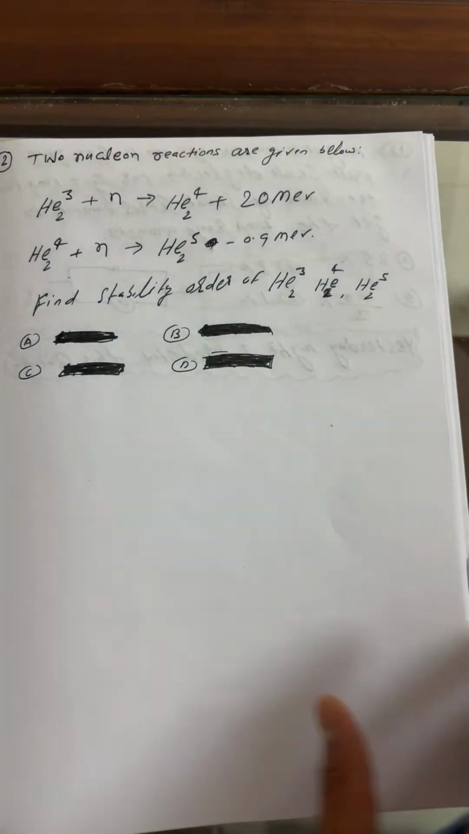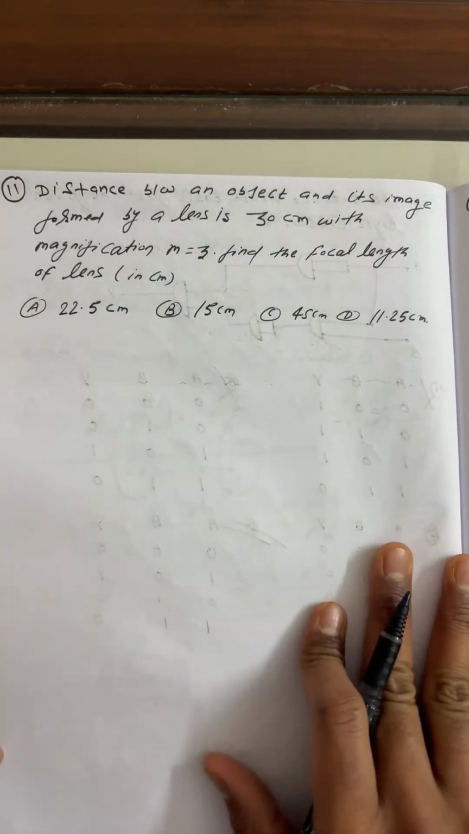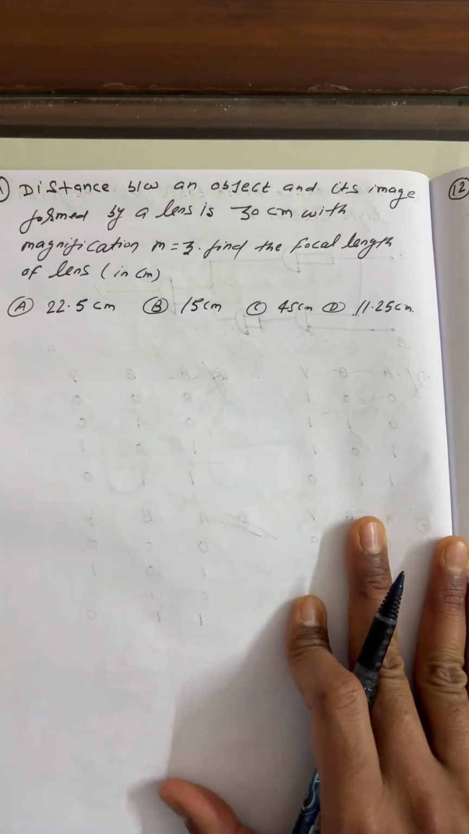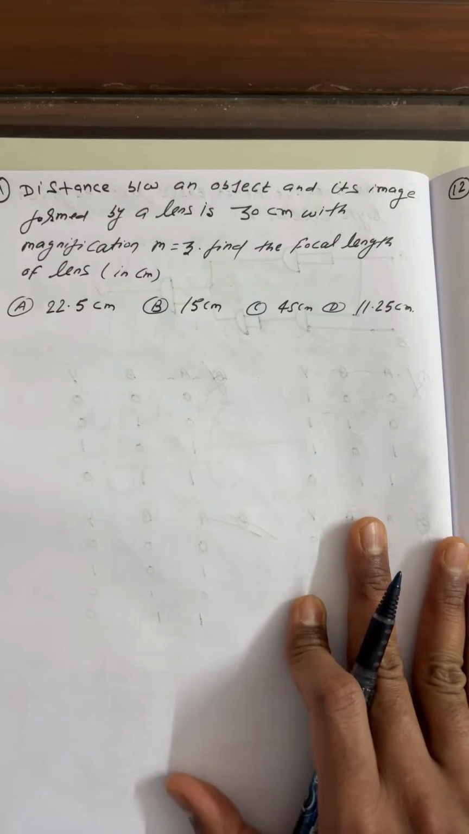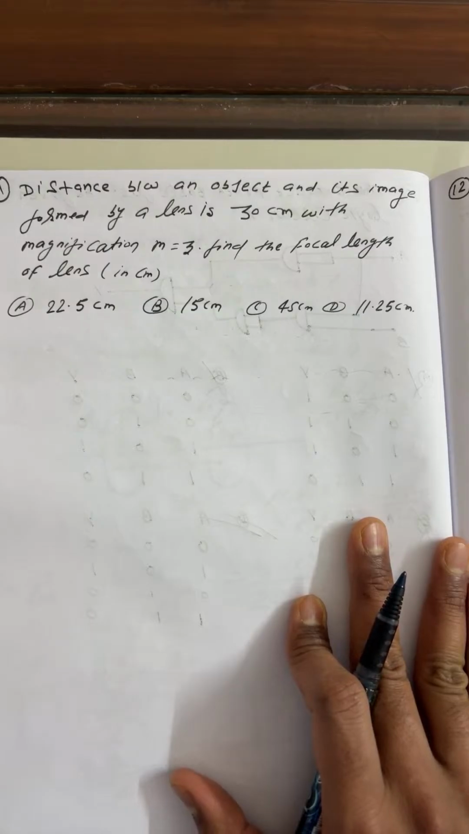Now beta, have a look at the next question here. Question number 11 says the distance between an object and its image formed by a lens is 30 centimeter. Okay, you can see this is V minus U equals 30 centimeter, with magnification 3, meaning m equals 3. Find the focal length of the lens.